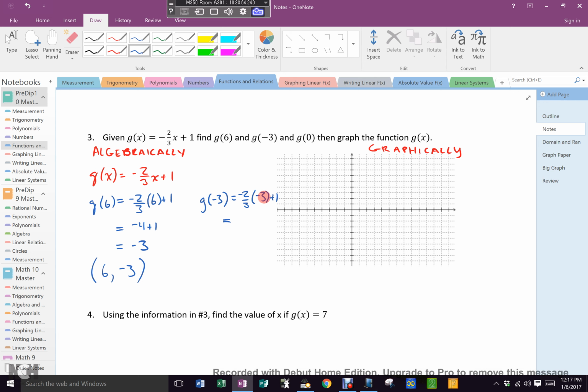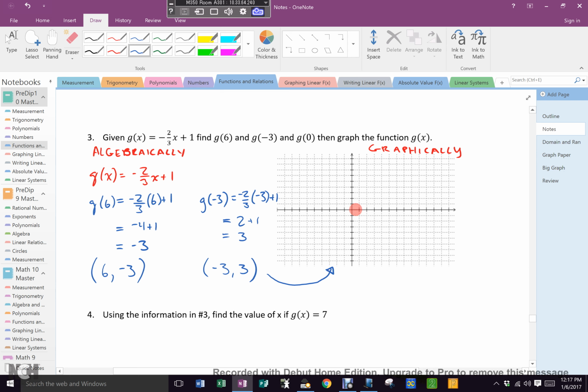Positive 2, absolutely right, because negative times a negative is a positive and the 3's cancel. Plus 1. What's 2 plus 1? 3. So what's the next point I have on the graph? Negative 3, 3. Everybody good? So now let's take this and let's go over to the graph.